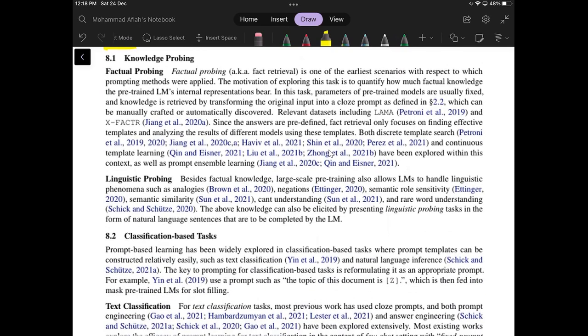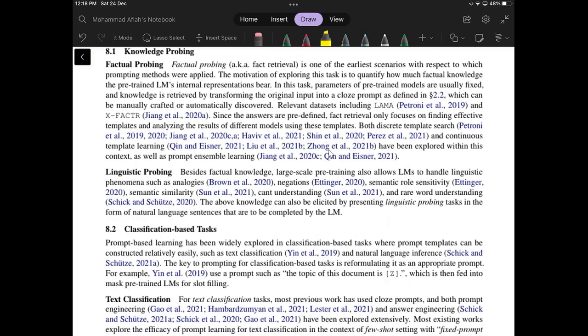So knowledge probing, factual probing. Factual probing or fact retrieval is one of the earliest scenarios with respect to which prompting methods were applied. The motivation of exploring this task is to quantify how much factual knowledge the pre-trained language model's internal representations bear. In this task, the parameters of the pre-trained model are usually fixed and knowledge is retrieved by transforming the original input into a closed prompt, which can be manually crafted or automatically discovered.